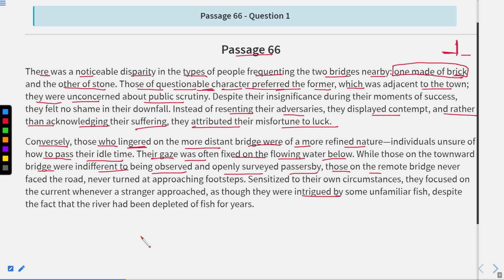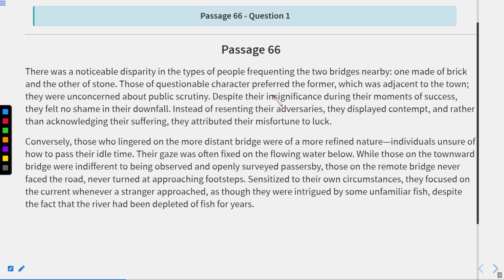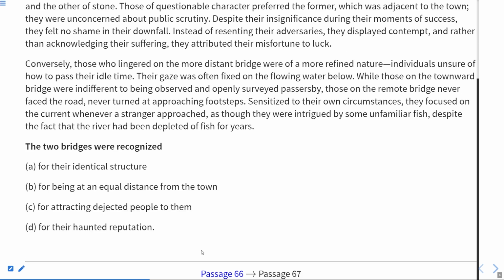Okay, so we have read these two paragraphs of this passage number 66. Now we will discuss questions based on this passage. So here we have question number 1: the two bridges were recognized. Options are, as you can see over here, for their identical structure.